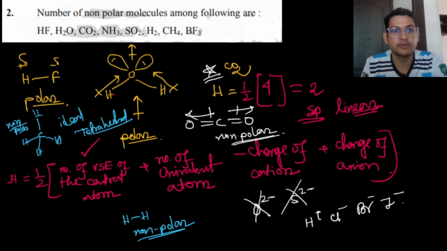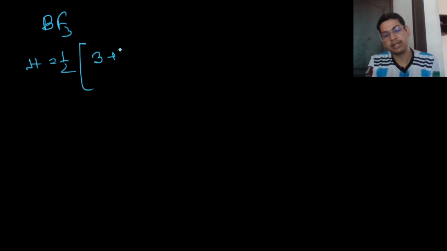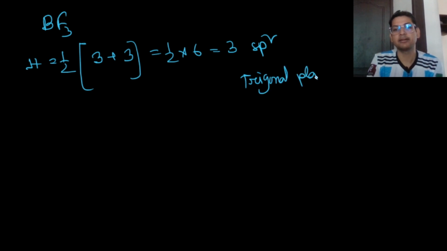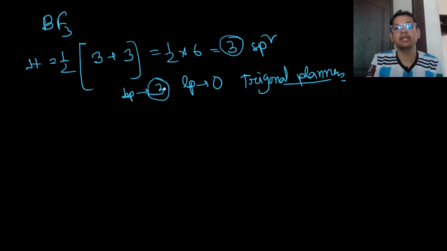And now sir, I don't know about BF3. Okay, so BF3 we have to do. If we do BF3, sir, calculate H equal to half of. Boron is from group 13. So valence electron is 3 and fluorine is F minus, I can take, so equal to 3. So half into 6, that means 3, means sp2, means trigonal planar. If this is the case and you see bond pair is 3, because 3 fluorines are there, that means lone pair is 0, because H value is 3, bond pair is 3, so no lone pair.